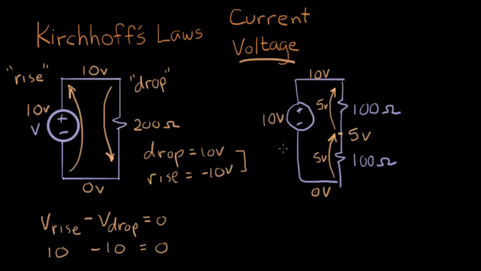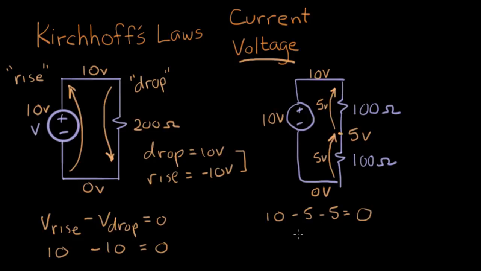So let's just do our visit again. Let's start here and count the rises and drops. Okay, we go up 10 volts. Then we have a voltage drop of 5. And we have another voltage drop of 5. And then we get back to 0. We can write the sum of the rises and the falls just like we did before. We can say 10 volts minus 5 minus 5 equals 0.